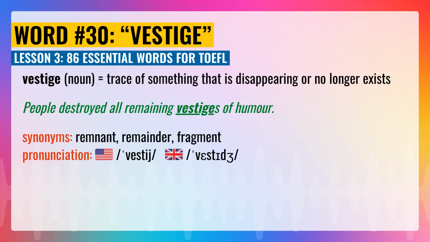30th word, vestige. Vestige means trace of something that is disappearing or no longer exists. For example, people destroyed all remaining vestiges of humor.